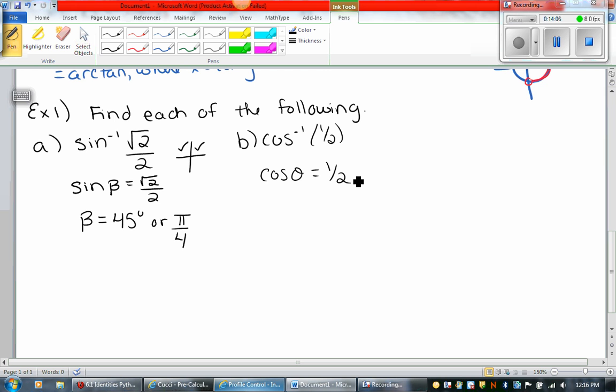Okay, so cosine inverse of 1/2, or at what angle theta is cosine equal to 1/2. And remember, I want you to stay on that restricted domain or restricted range. Our restricted range for cosine was from 0 to 180. The only place we see cosine being 1/2 is in this first quadrant. In the second quadrant, cosine is negative, so I can't have that angle. So where is cosine equal to 1/2? Well, that's going to be 60 degrees, or in radians, pi over 3.